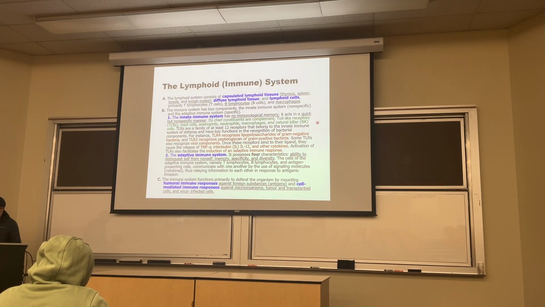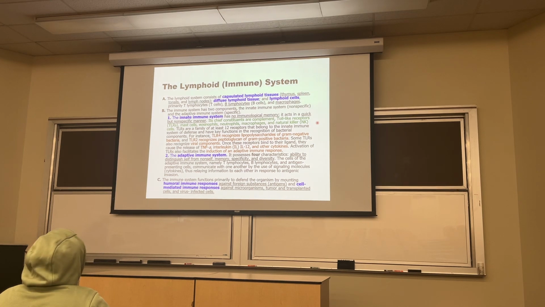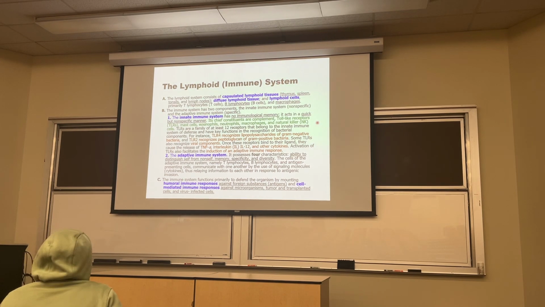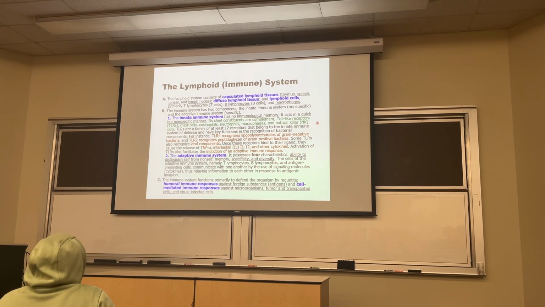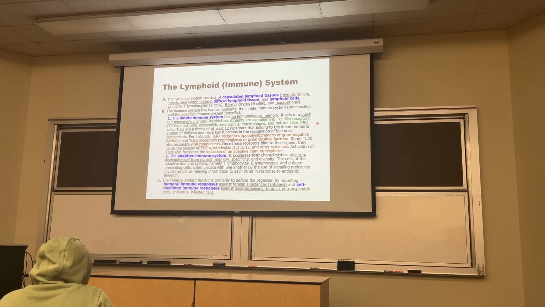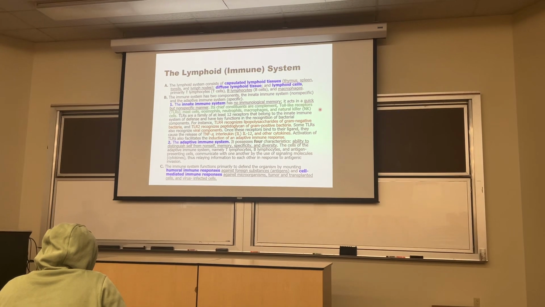When we look at the immune system, we tend to divide it into the innate and the acquired immune system. The innate and the adaptive, or acquired, is also called. The innate and adaptive or acquired immune response.